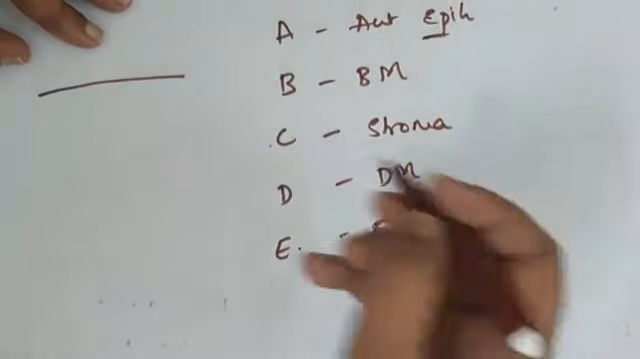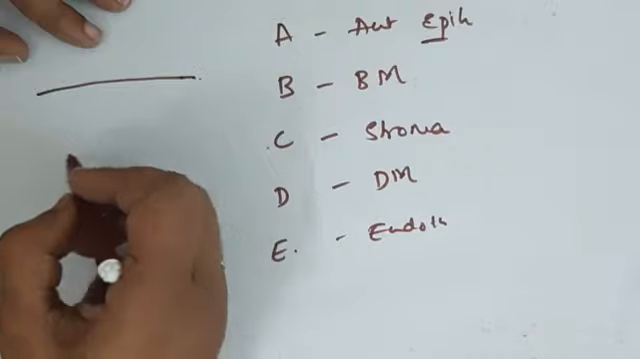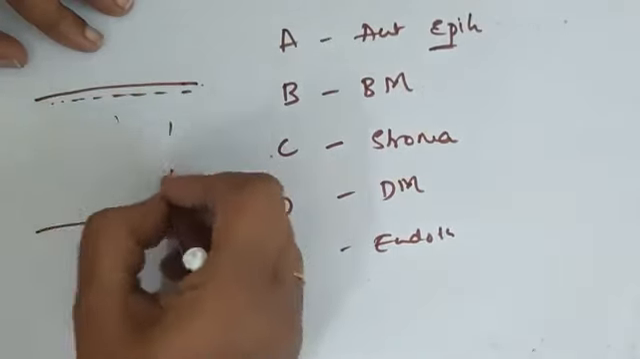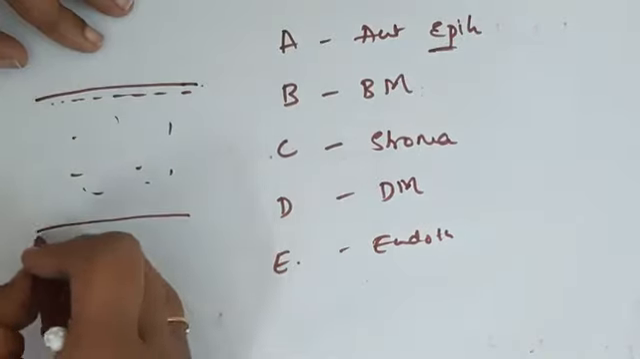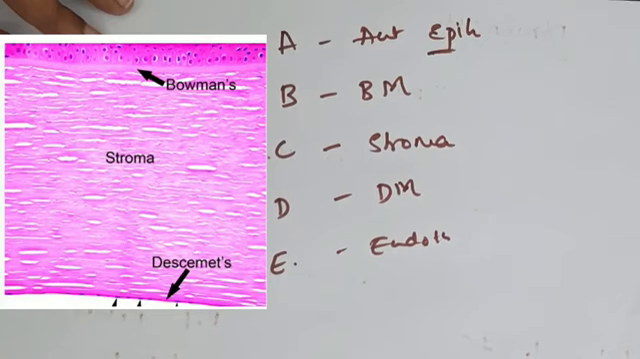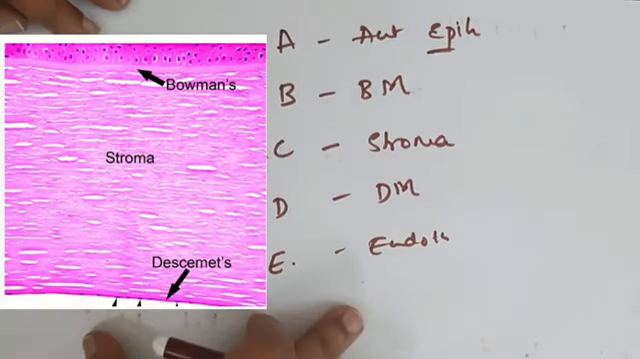So the first layer is the anterior epithelium. Then we have the Bowman's membrane. Then the stroma, which occupies the major part of the cornea. Then we have Descemet's membrane, followed by the endothelial cells. So this is about the histological layers. So let's discuss each layer in detail now.